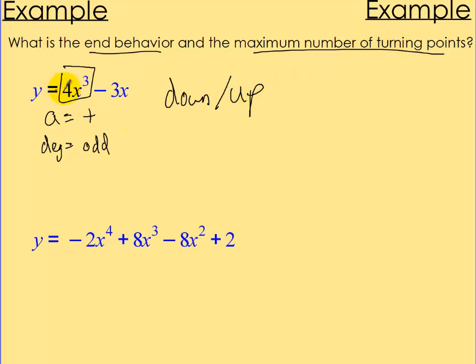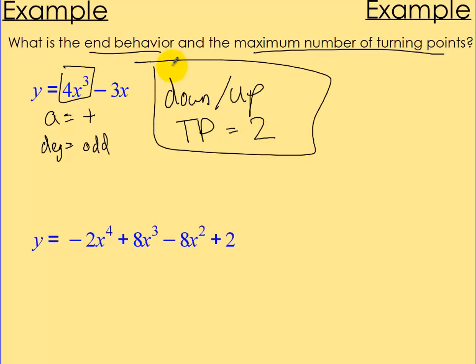And the maximum number of turning points. Well, the maximum number of turning points is the degree minus 1. So this can be 3 minus 1. So I'm going to say my maximum number of turning points is 2.